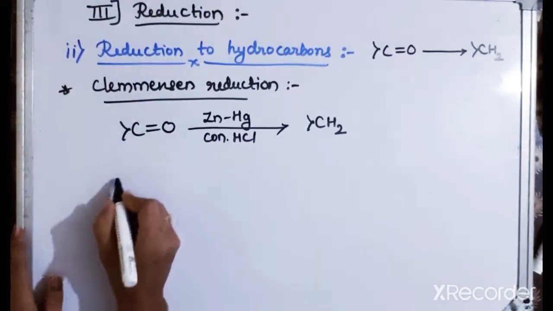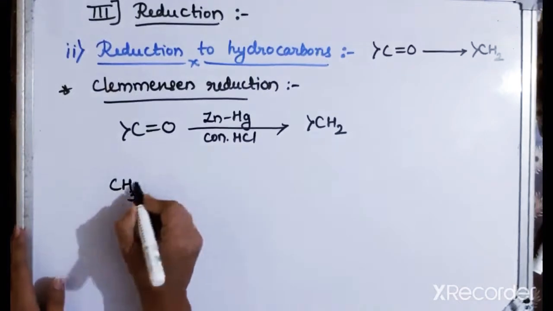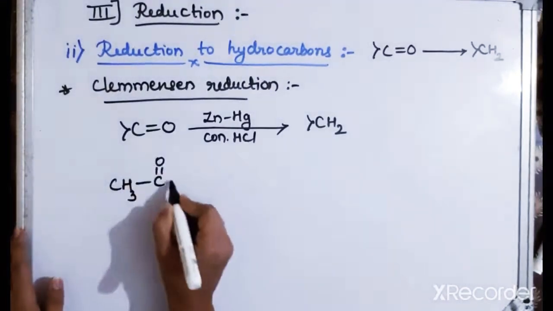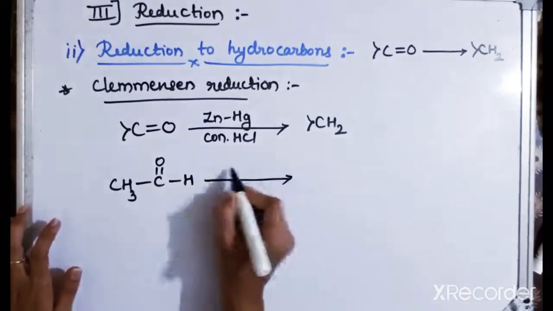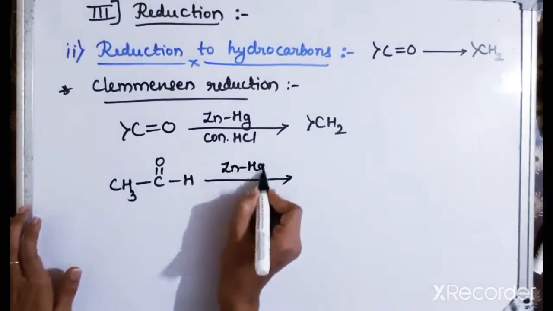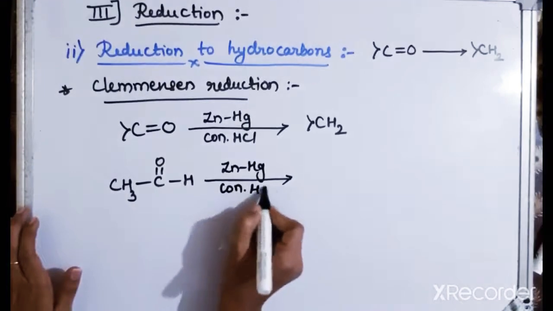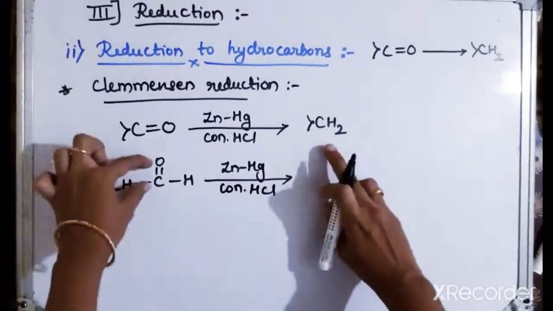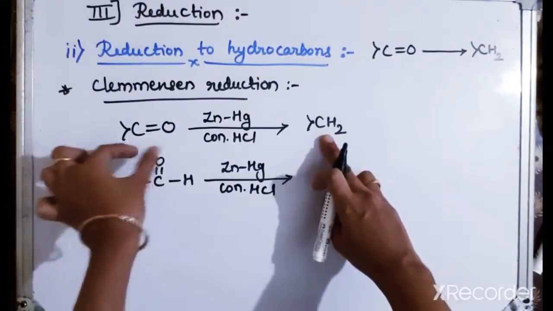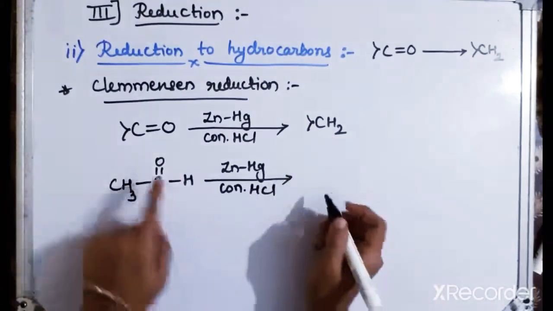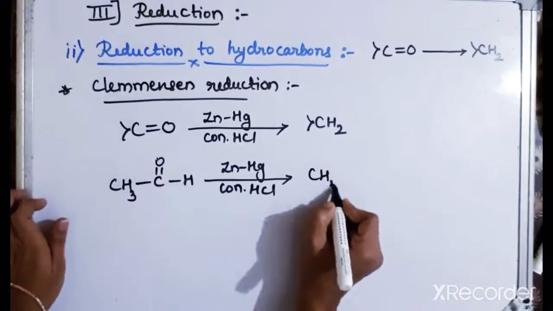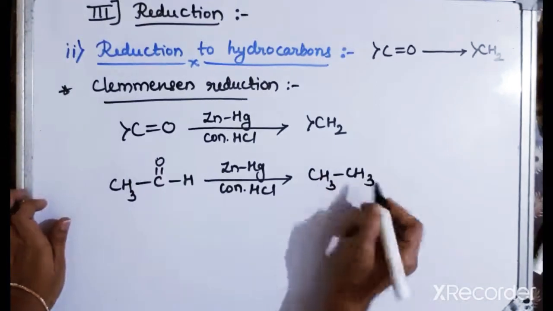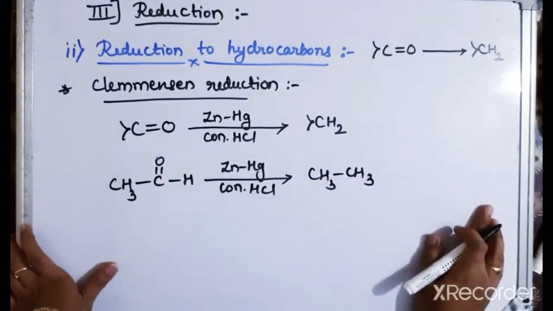For example, if I consider CH3CHO, acetaldehyde, and it is treated with zinc amalgam in concentrated HCl, what will I get as a product? The CO group is converted to CH2. If I remove O and place H2 there, what will you get as a product? The product formed here is CH3CH3.